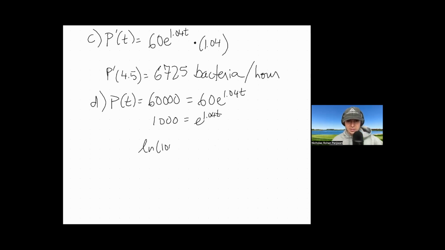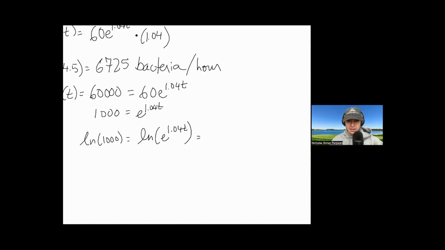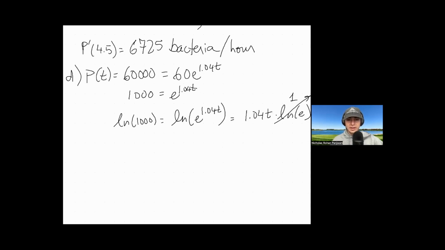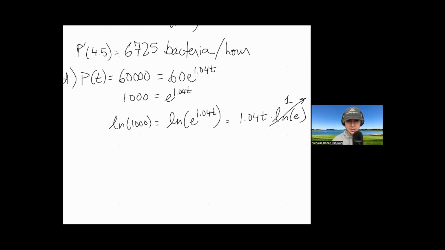equals the natural log of e to the 1.04 t. I'm going to do this step by step. Whenever we have an exponent inside the argument of a logarithm, that can come out as a coefficient. So we have 1.04 t times ln e, and ln e is equal to 1. So we have ln of 1,000 equals 1.04 t. So then we can say t is equal to ln of 1,000 over 1.04.